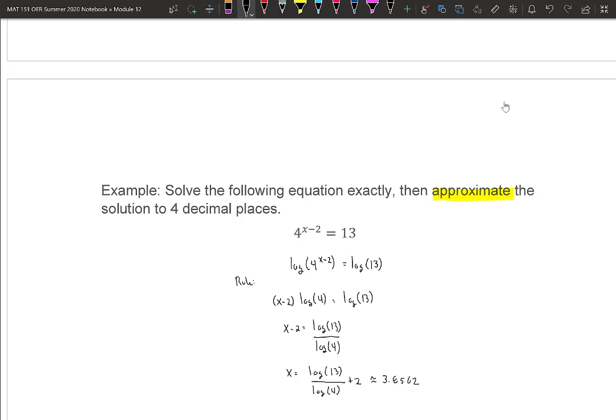So again, if you can't get the same base and they're asking for a solution, you can approximate. And usually it tells you to approximate, so that's a key to get your solution.